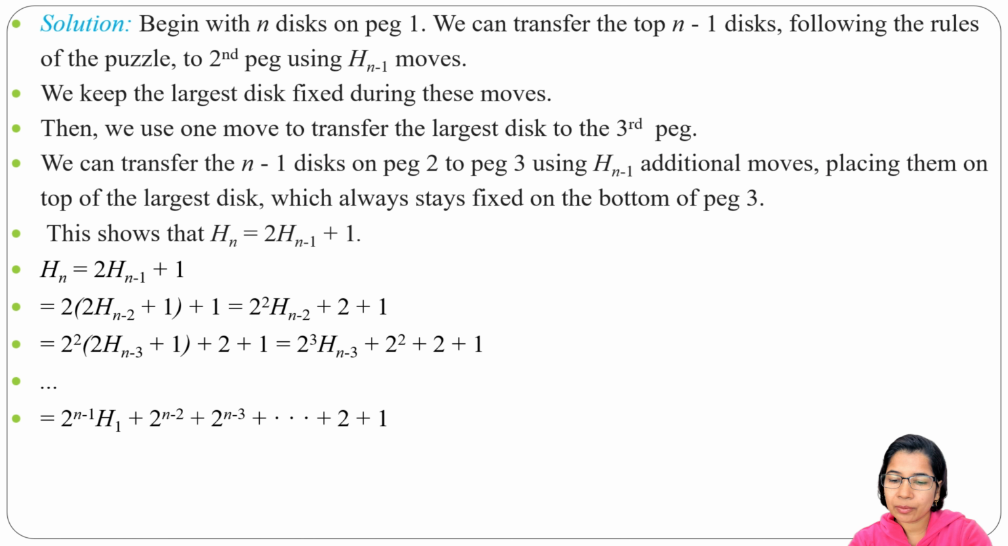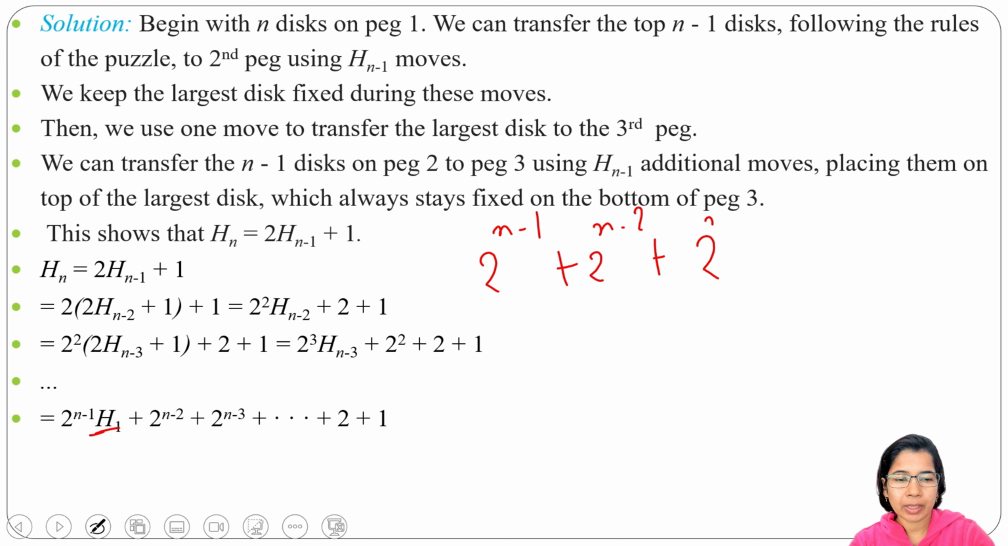And what is H of 1? H of 1 is how many movements we are doing. For one disc, we'll just do one movement. So H of 1 equals 1, right? So 2 power n minus 1 plus 2 power n minus 2 plus 2 power n minus 3, like this, down to 2 plus 1. So what is the value of this? We know this formula. It will be 2 power n minus 1.